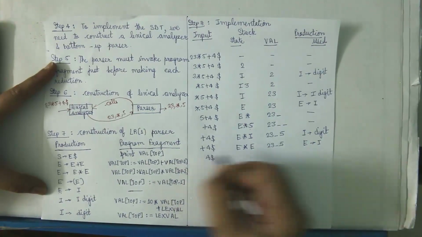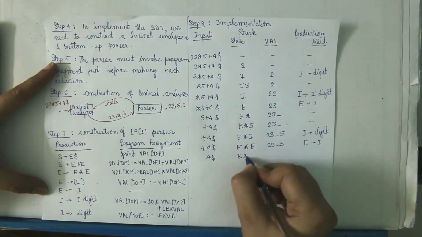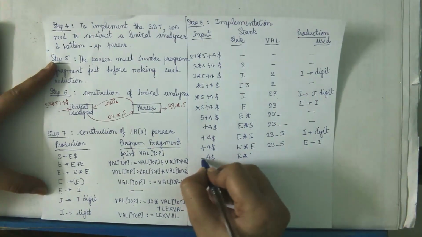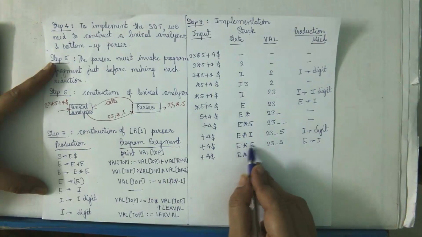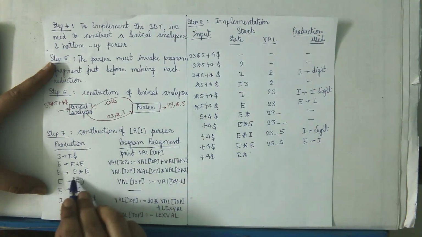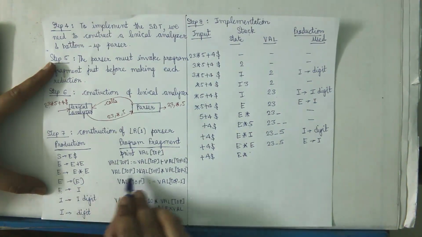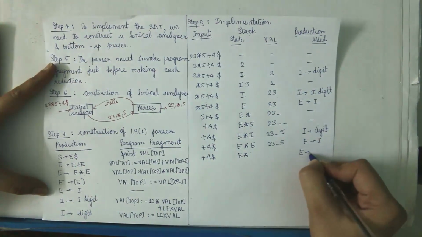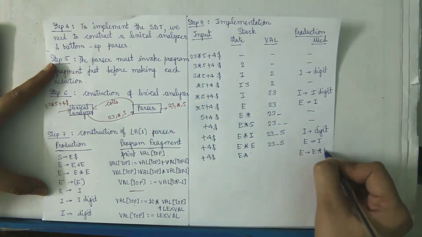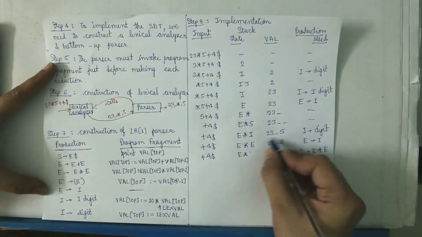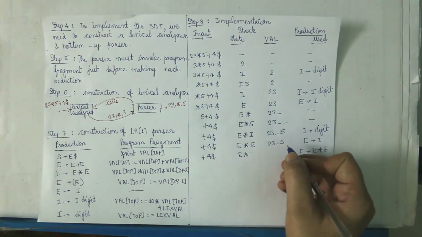So $4, push the plus. Before pushing the plus sign, we have to check: as E star E is the RHS of the production, E star E will become E first. When we do this, that means E tends to E star E. So we have to pop this E star E and also pop the values associated with them.